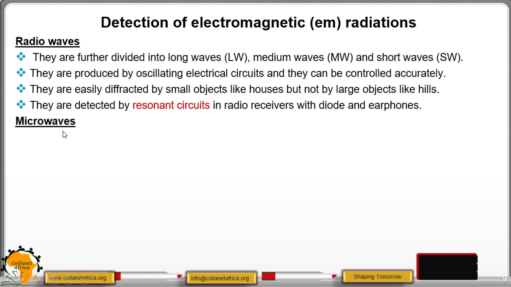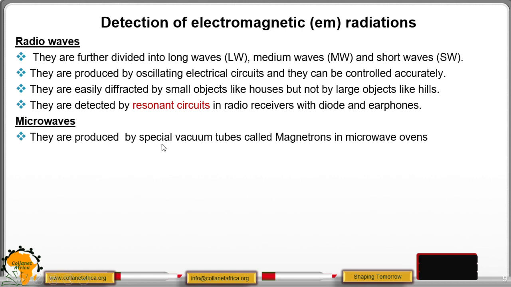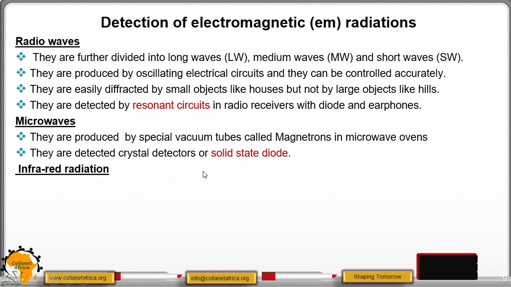that station. Then we have microwaves. They are produced by special vacuum tubes called magnetrons, and these ones are found in microwave ovens. They are detected by crystal detectors, or what we call the solid state diode.